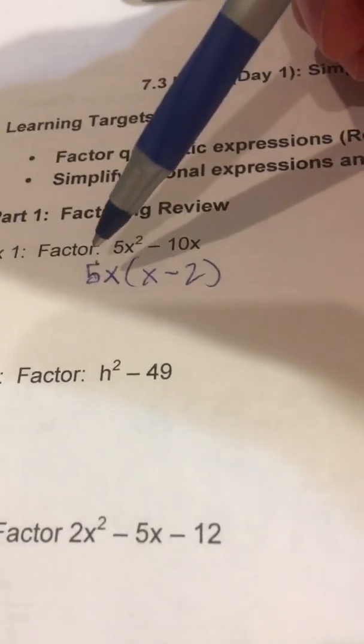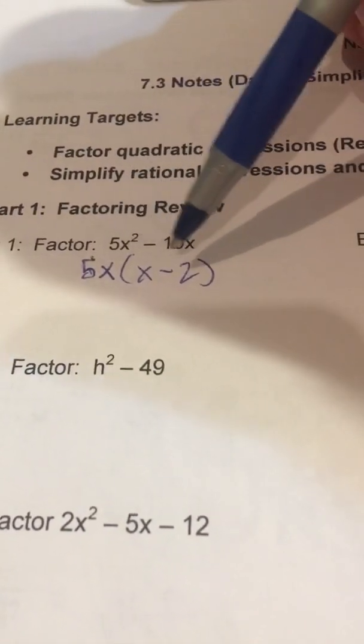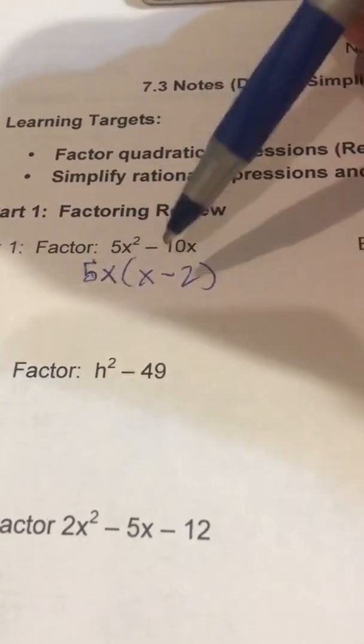Now remember, it doesn't have to be a number and a variable. It could just be a number. And some of the problems you're going to be doing later, the GCF is just a number. Look for that first.